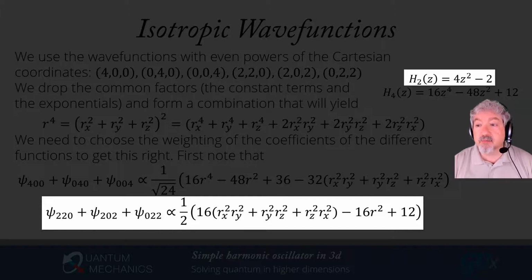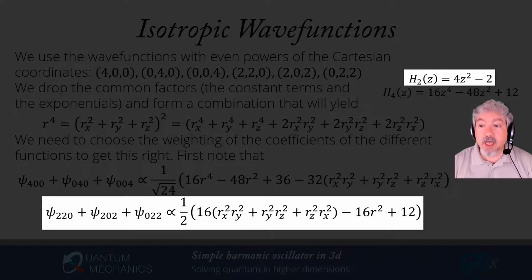And then I have to look at a product of a 4 Rx squared minus 2 times a 4 Ry squared minus 2, plus the same thing with a Ry squared and an Rz squared, plus the same thing with an Rz squared and an Rx squared. So each of those products, when we add them together, you should be able to convince yourself that we'll get a 16 Rx squared Ry squared plus 16 Ry squared Rz squared plus 16 Rz squared Rx squared.